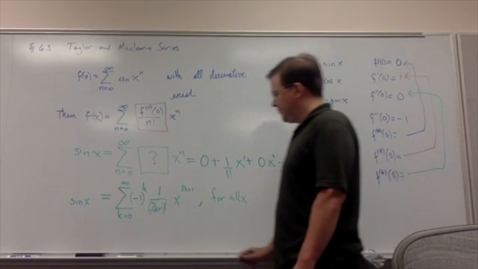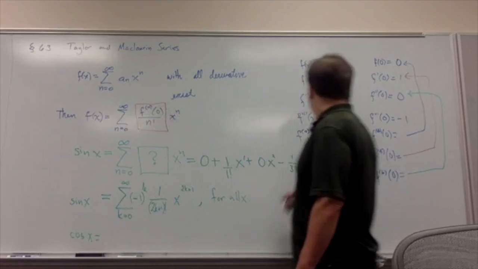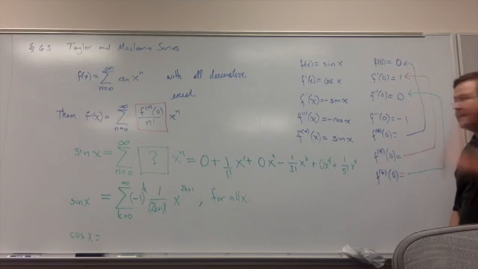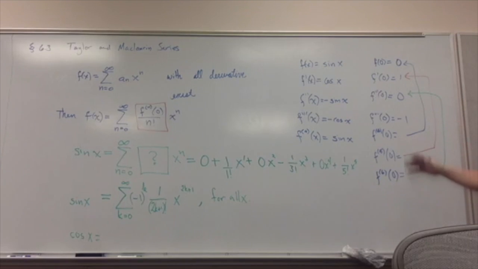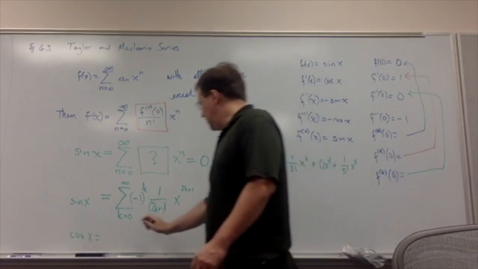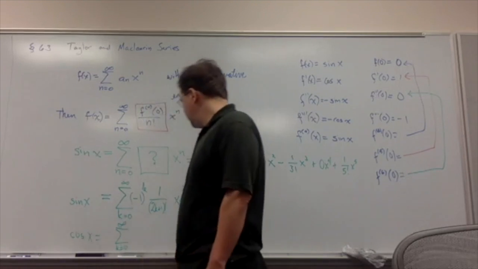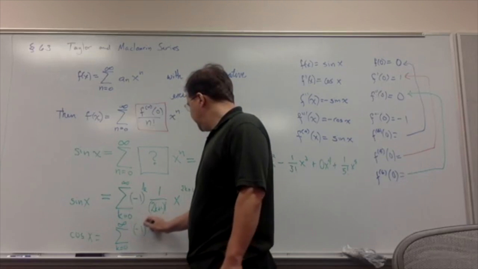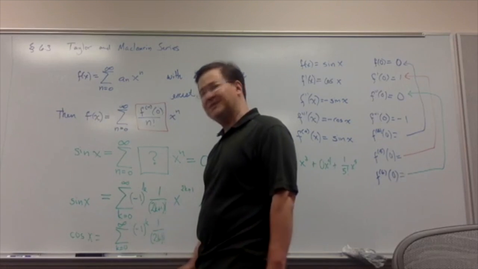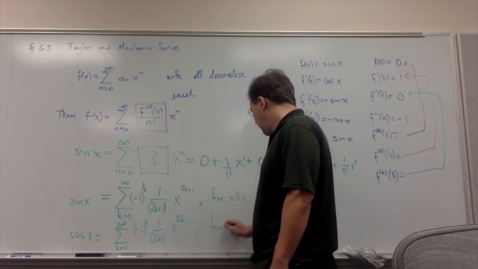For cosine, you're going to go through a similar process. The pattern will be pretty similar to what's right here, except the negatives and the positives are a spot over. So instead of the odd powers, it's going to be the even powers. You're going to end up with a pattern that looks like this: I'm going to start at k equals 0, put a negative 1 to the k, over 2k factorial, times x to the 2k. And that's also for all x.